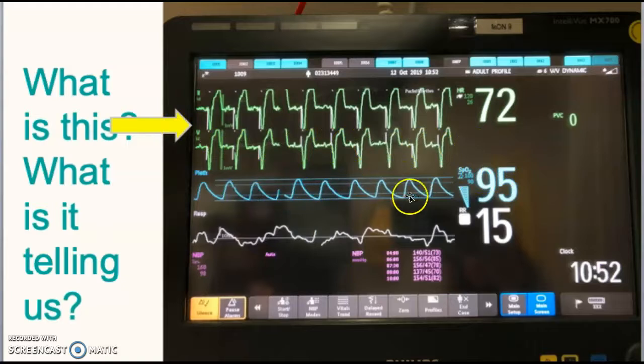The middle number here is the oxygen saturation in the capillaries, so how much oxygen is in the blood, simply put. And then the lower number down here is the respiration rate, so how many breaths per minute the person's taking.